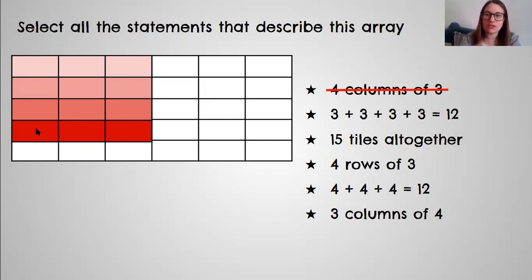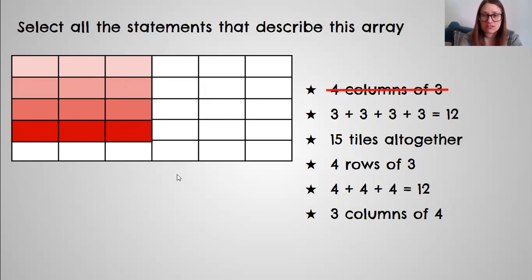But it doesn't have to be columns. I can look at rows. Okay, so 1, 2, 3, that's 1. 1, 2, 3, that's 2. 1, 2, 3, that's 3. 1, 2, 3, that's 4. So I just counted 4 groups of 3. And does that make 12? Let's see. 1, 2, 3, 4, 5, 6, 7, 8, 9, 10, 11, 12.